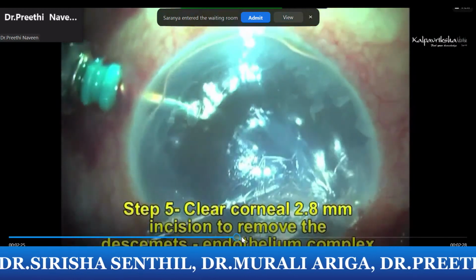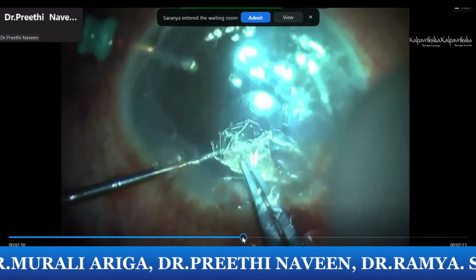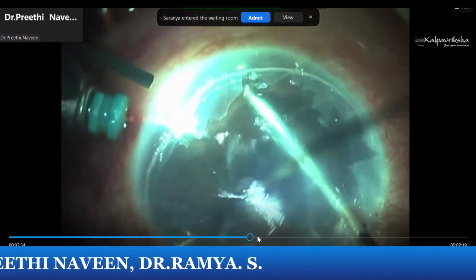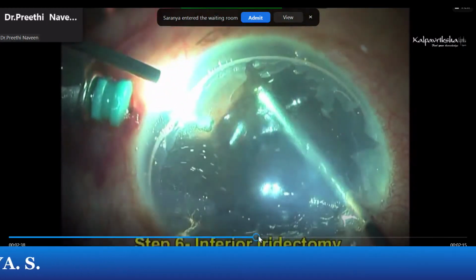And so the light which you see over there is an endo illuminator. It is used for better visualization of the procedure. And it's something called an EPDEC, which was started by Dr. Susan. And so you can see an inferior iridectomy being done in that case.